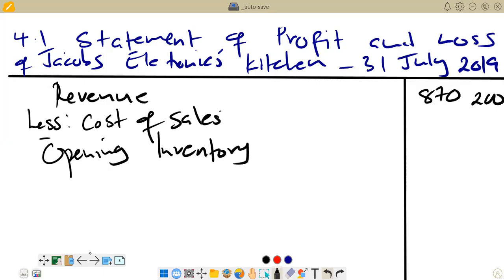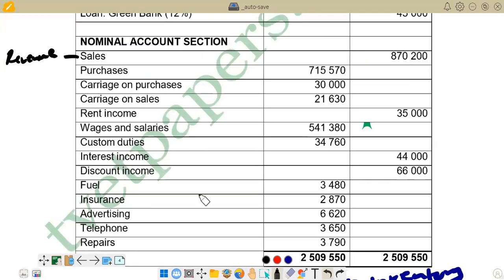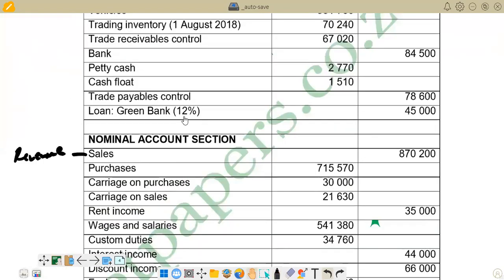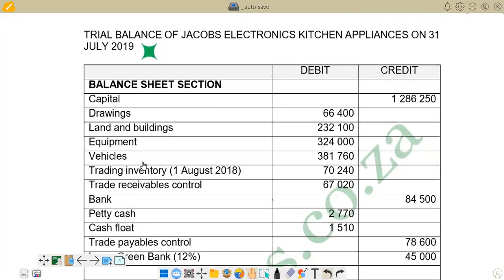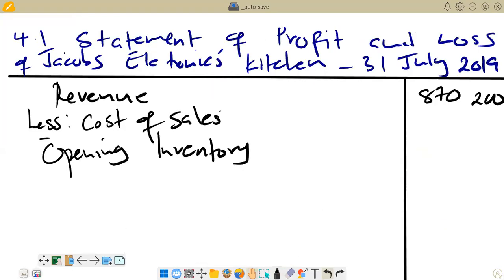So for opening inventory, go to the question and check. Usually the opening inventory is given in the balance sheet section in the lists that we are given. Here you see that we have got a figure for inventory at 1 August 2018. That's where the year is starting. So 70,240 becomes our opening inventory, and we can put it here. Remember, we left a space here for cost of sales.